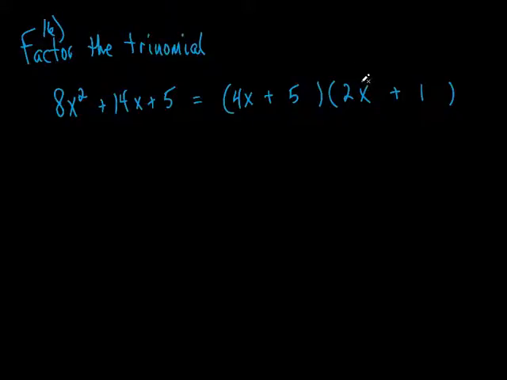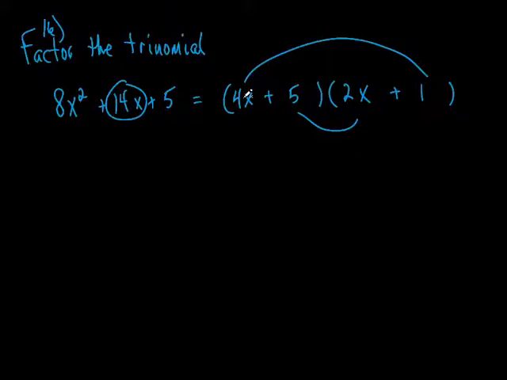Now, how do we know if that works or not? Well, we got to FOIL it, don't we? We already figured out that the last one works: 5 times 1 is 5, and the first one works, 4x times 2x is 8x squared. We already know that works, because that's how I put those numbers in there. What I'm looking for is that middle term. So what do we have to do? We got to do the outside and the inside to figure out if it comes out to 14x.